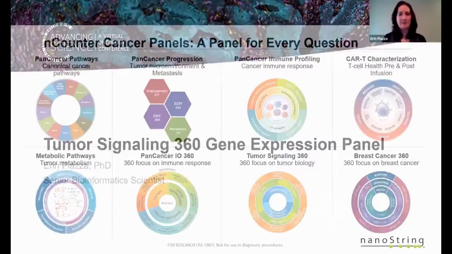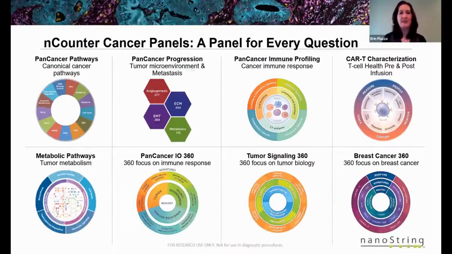Over the years at NanoString, we've generated a number of different oncology panels trying to answer all of the various questions we can imagine people asking in the field. When we started this, we started with some simple targeted questions around pan-cancer pathways, signaling from the most canonical cancer signaling pathways. And then we looked at progression, those pathways that relate to metastasis and the tumor microenvironment. And we also created pan-cancer immune profiling to take a deep dive into the immune response to cancer.